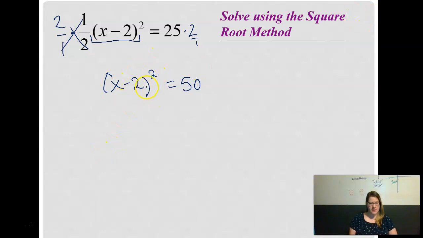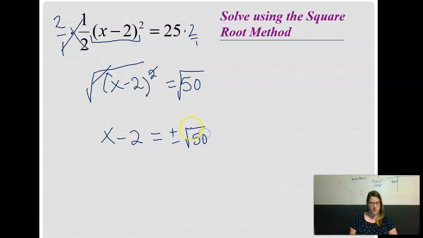Now the squared term is by itself. I cannot undo this minus 2 until I deal with this squared. I have to take the square root first, because the square is happening to this whole thing, this x minus 2. So before I can add the 2 to make this go away, I have to get rid of the squared. So those two will cancel each other out, and I'm left with x minus 2 equals plus or minus the square root of 50. So remember, it could be positive square root of 50 or negative square root of 50.